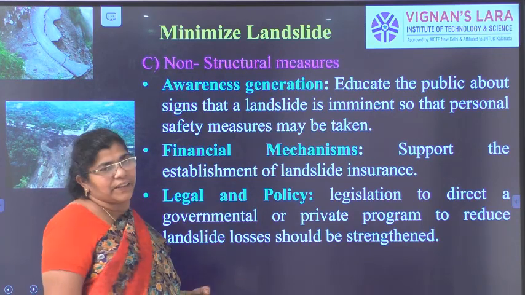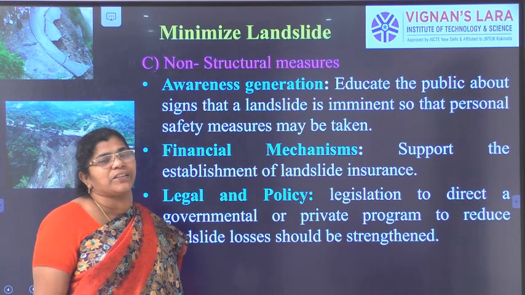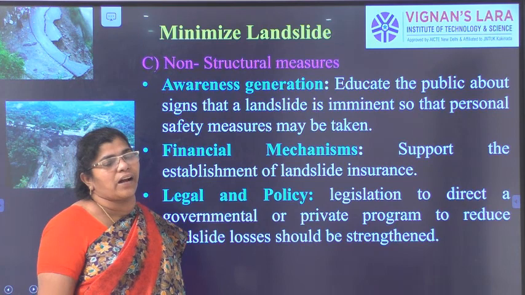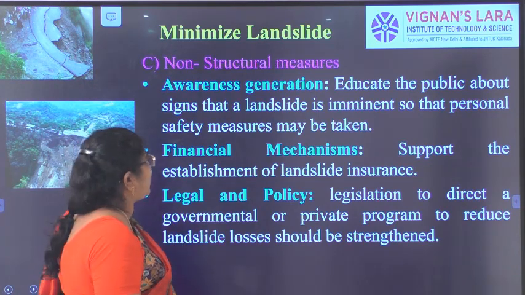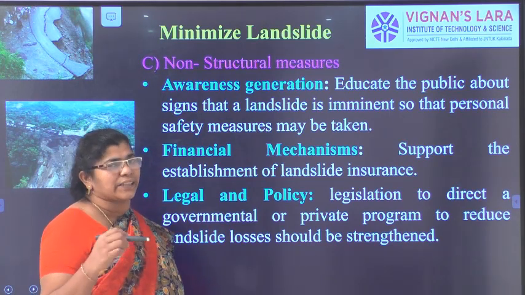The third measure is the non-structural measures. Awareness generation. We have to give awareness to the people, right? So why is the landslide occurring? What is the cause? So you should not do this. You should do only this. Like that, we have to give the public the awareness. Personal safety measures have to be made.